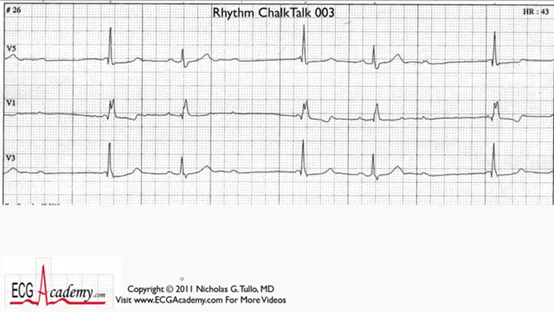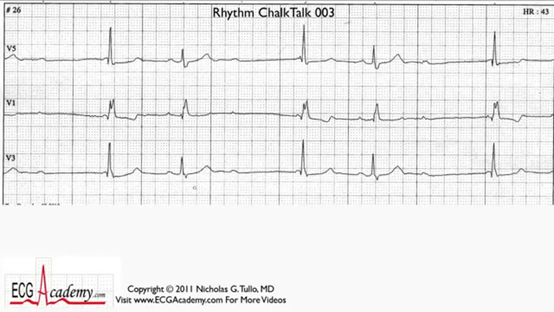Anyway, this is Rhythm Chalk Talk number 3, and I must say it's very challenging. A lot of cardiologists I know wouldn't get this right. But I'm going to help you work your way through it. And one big hint is that this is actually the same patient as Chalk Talk number 2. So that was a case of second-degree type 2 AV block. And one big hint is that Type 1 and Type 2 second-degree AV block almost never occur in the same patient. So, at least not at the same time.